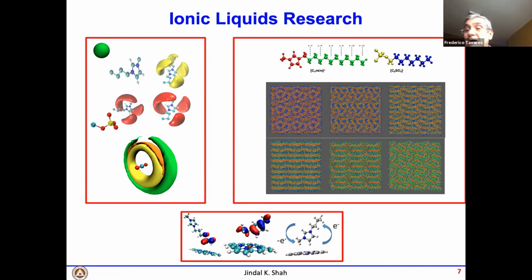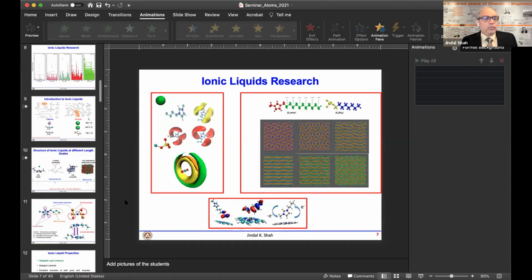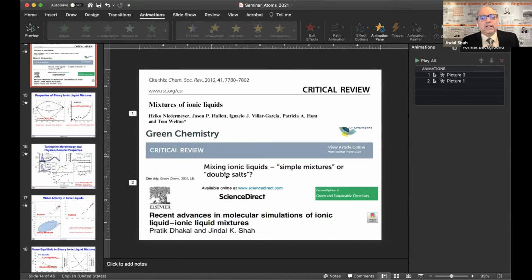Another question is about what the difference is between a two-salt system and mixtures. It's not clear to me what the difference is. So what Fred is talking about is this particular question: when mixing ionic liquids, are they simple mixtures or double salts?